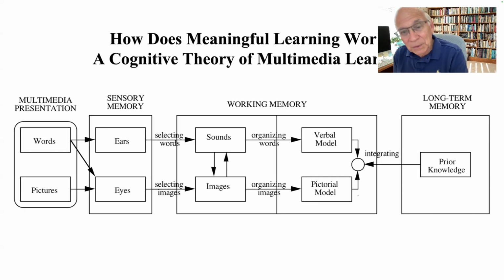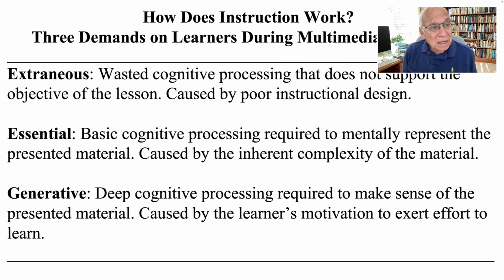Working memory is very limited in capacity. In working memory, we build a verbal model with the words and a pictorial model from the images, and then we work on connecting the corresponding verbal and pictorial material, integrating them with each other and with relevant prior knowledge activated from long-term memory. So the arrows are really the active processes in meaningful learning: selecting, organizing, and integrating.